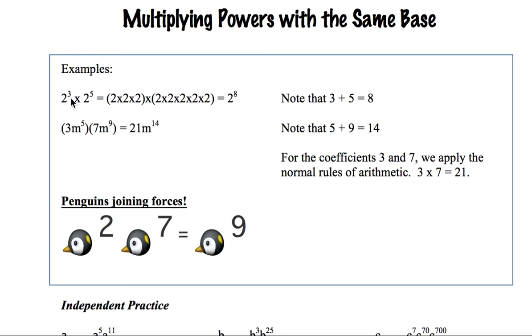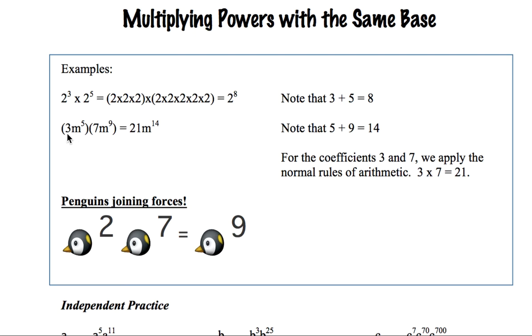If we have 2 to the third power times 2 to the fifth power, and we write that out, we have 3 2's being multiplied, and then we multiply that by 5 2's being multiplied together. Well, if you look at what we have in total, we have 8 2's getting multiplied together, so that's 2 to the 8th power. And note that 3 plus 5 equals 8.